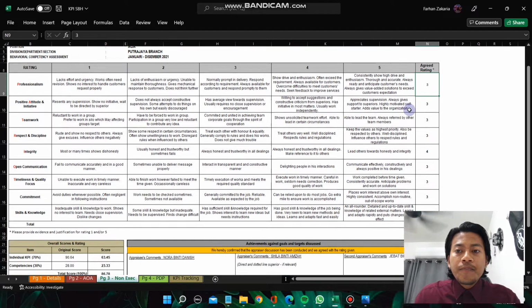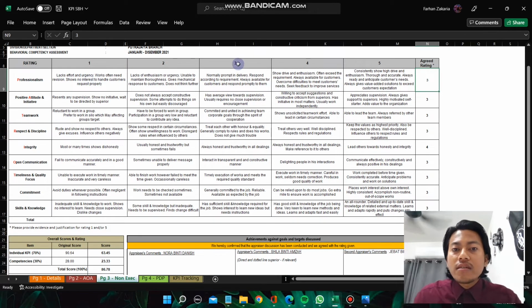As you can see here, professionalism is rated as 3, which is normally prompt in delivery, responds accordingly to requirements, and is always available for customers and responds promptly to them. For positive attitudes and initiative, also rated 3 points: the average attitude towards supervision, usually requires no close supervision or encouragement. The third one, teamwork, is also rated 3: committed and united in achieving team and corporate goals through the spirit of cooperation.